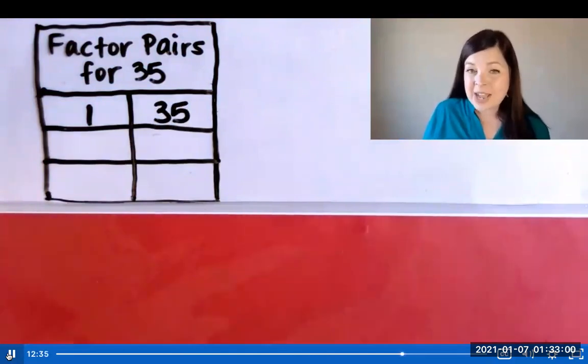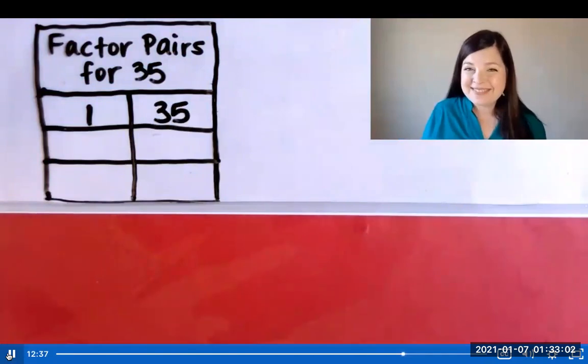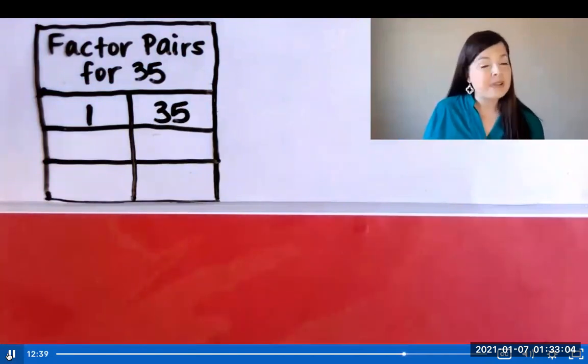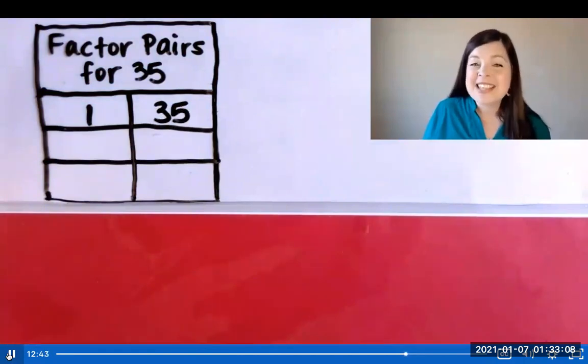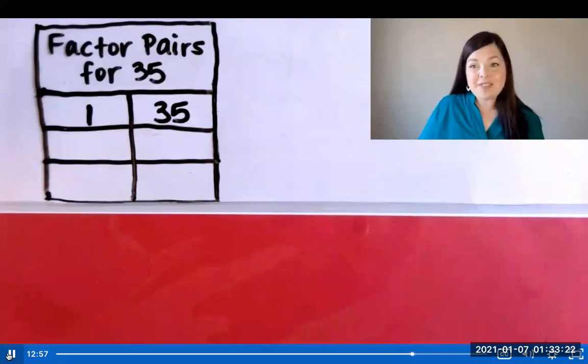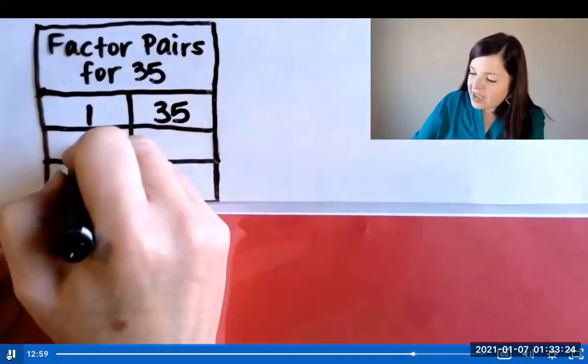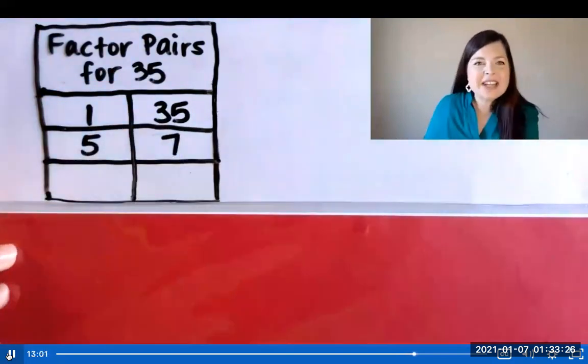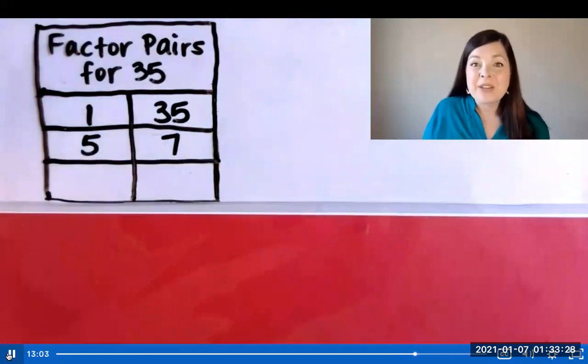Let's try 3. Is anything times 3 equal to 35? Nope, nothing times 3 equals 35. Let's go to 4. Is anything times 4 equal to 35? Nope, nothing times 4 equals 35. Let's try 5. Is anything times 5 equal to 35? Yes, 5 times 7 equals 35. So 5 and 7 is our next factor pair.